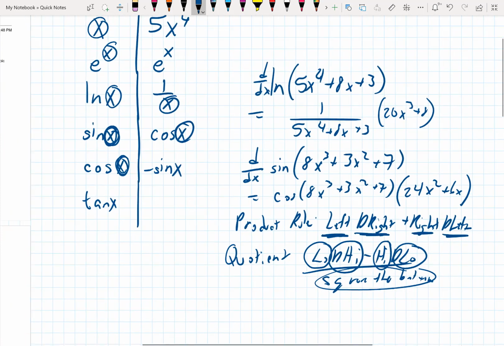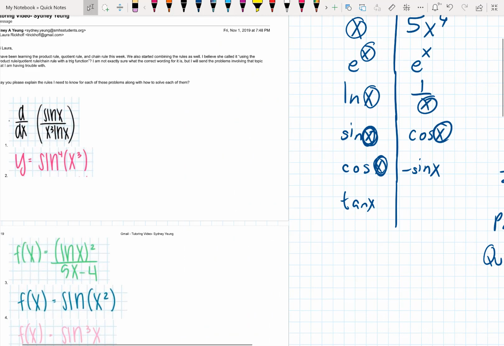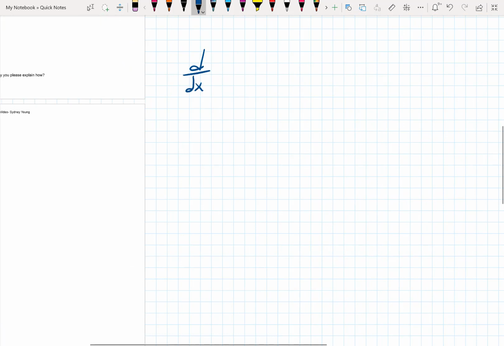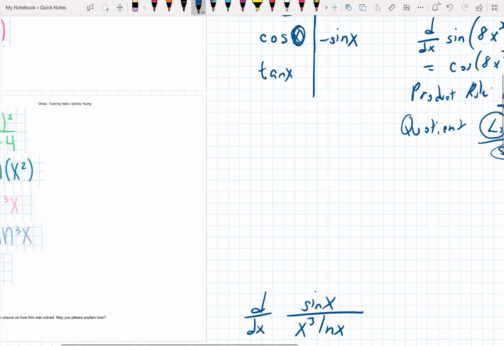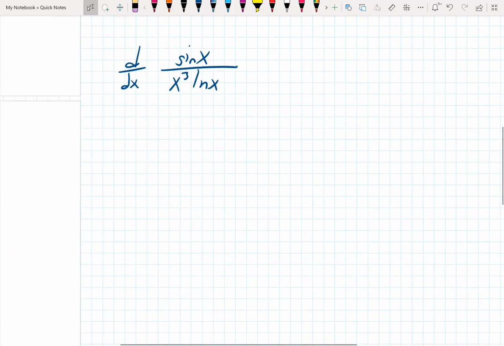And then when we go to do the problems, you're just building. So for your first one, we have the quotient rule combined with a little bit of product rule. No chain rule yet, though. So let me write this down here. Sine x over x cubed ln x. So we have the derivative of sine x over x cubed ln x. Okay, so here we go.